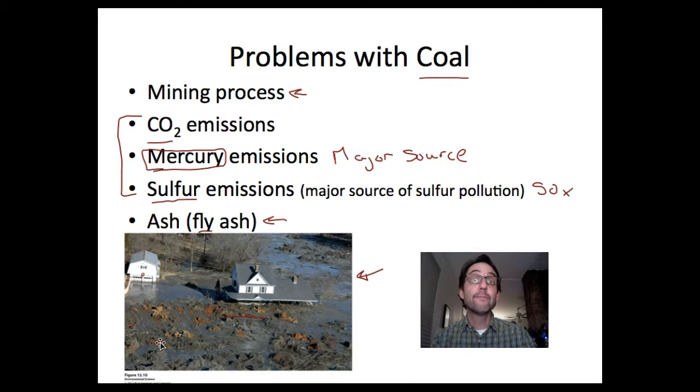So, coal, cheap, abundant, fairly easy to get, but it is dirty. A lot of problems associated with coal. But we have many hundreds of years worth of coal to burn if we want to. So there's your dilemma.